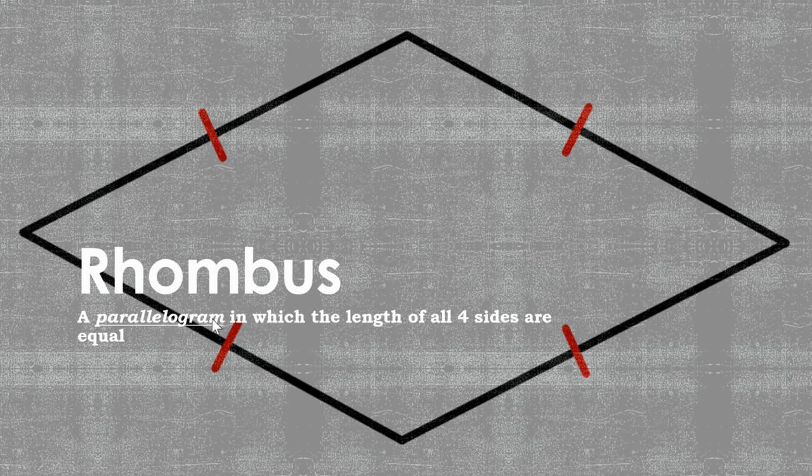Now, because it's a parallelogram, that means everything that was true about a parallelogram is true for a rhombus. So opposite sides are equal, opposite sides are parallel, and we do not have right angles. Whatever you do to make yourself remember a rhombus, I was always told that it was a square that had been sat on.